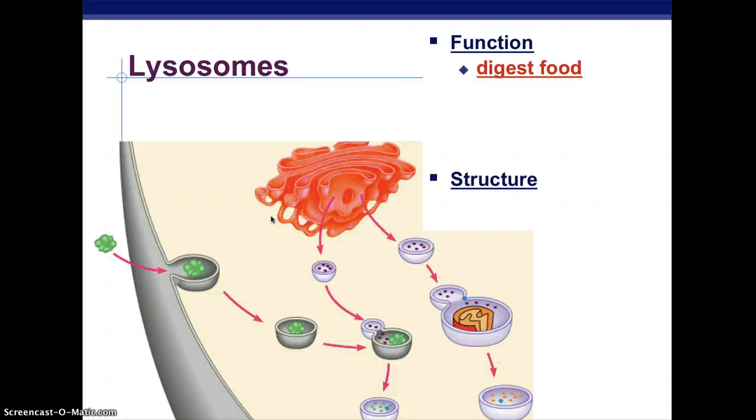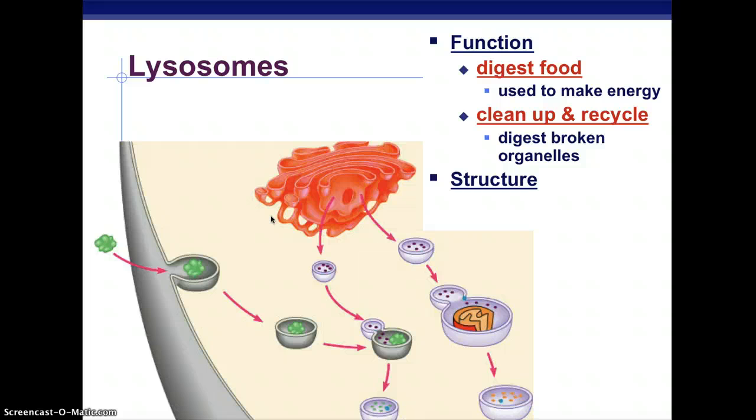Lysosomes are very similar to a vesicle, but they're a special type of vesicle that helps us digest food and also clean up and recycle materials within the cell. So if an organelle stops functioning, a lysosome actually can break up that broken organelle and break it back into its individual molecules, back into its carbs, its lipids, its proteins, etc. The structure of them is just a membrane sac. Really, it's a vesicle with digestive enzymes in it.